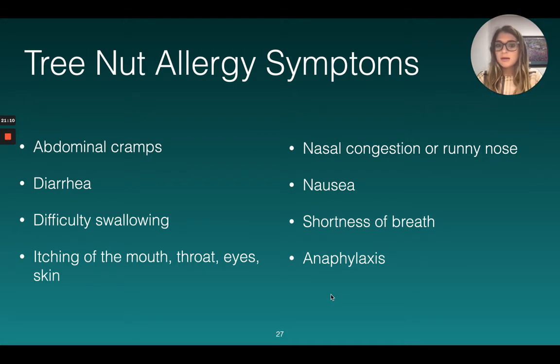So it can be kind of difficult to see what may be the cause, especially with nausea, diarrhea, abdominal cramps, or nasal congestion. These are a pretty wide range of symptoms. But if someone is exhibiting any of these symptoms and you're not sure what it could be caused by, definitely take a look at whether they had a potential tree nut allergy exposure.